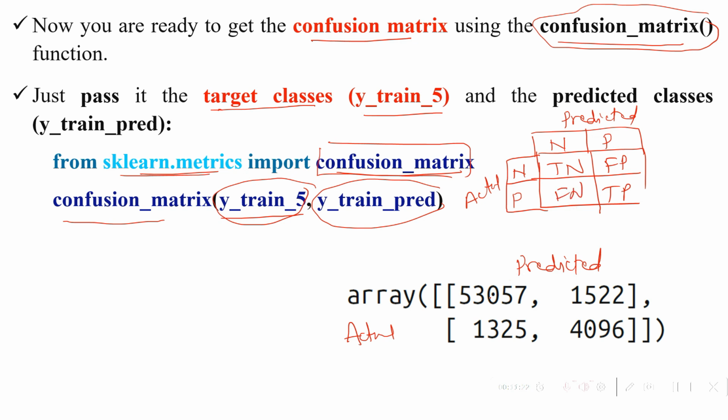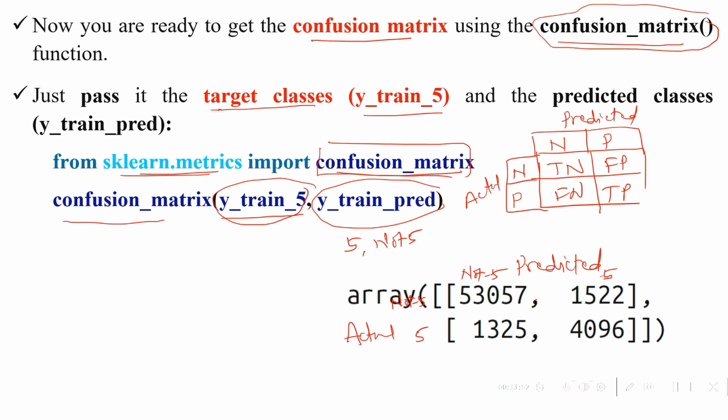Now in our example, the data contains the class labels 5 and not 5. For this data set, the first row contains not 5 and the second row contains class label 5, and the predicted class is also not 5 and 5.